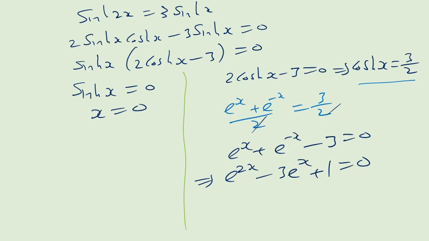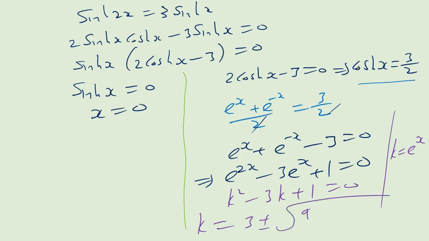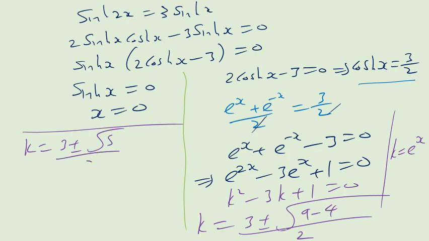So we can use, well, k equal to e to the x. Just to remind you, k squared minus 3k plus 1 equals 0. What is k equal to? Minus b plus or minus the square root of b squared minus 4ac, all over 2. So it's 3 plus or minus the square root of 5 all over 2. k is equal to 3 plus or minus root 5 all over 2. And eventually what we got then is e to the x is equal to 3 plus root 5 all over 2, or e to the x is equal to 3 minus root 5 all over 2.